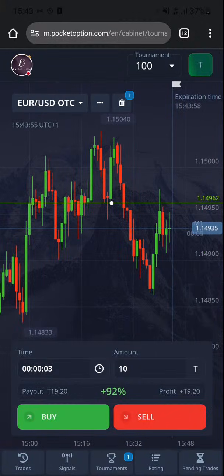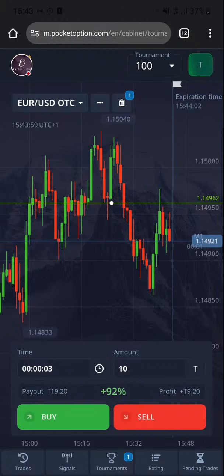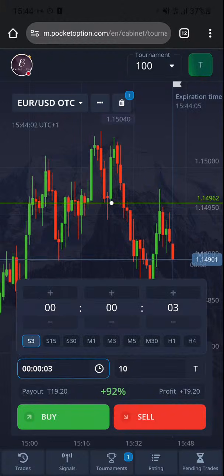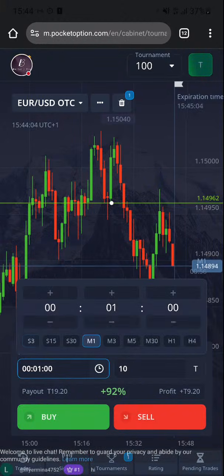So we're rocking this candlestick chart type. But the next thing we're going to set is the trade time. Normally I use M1, this M1 thing.